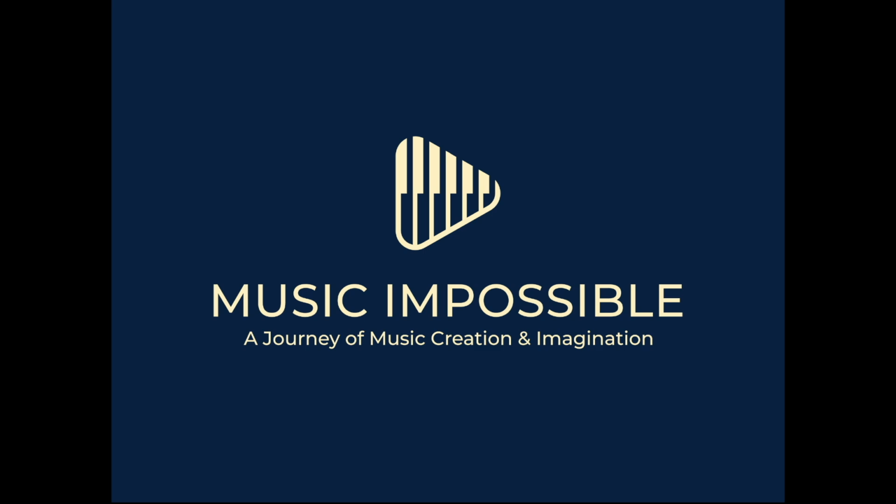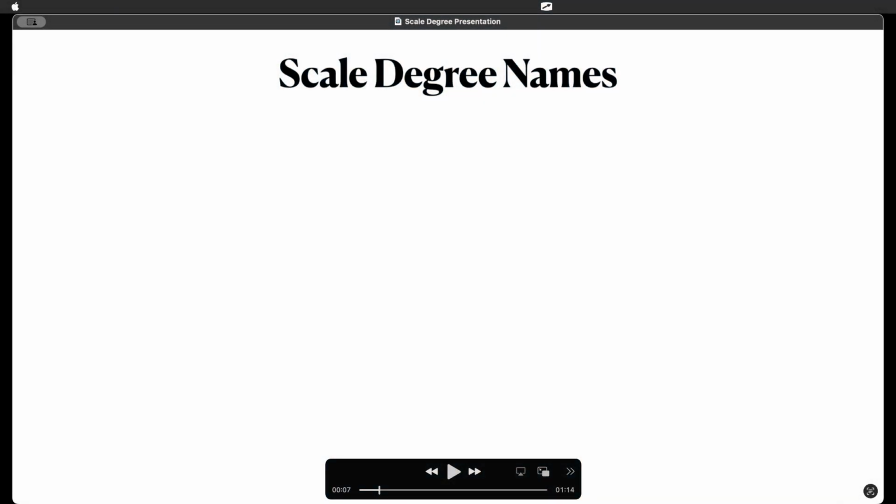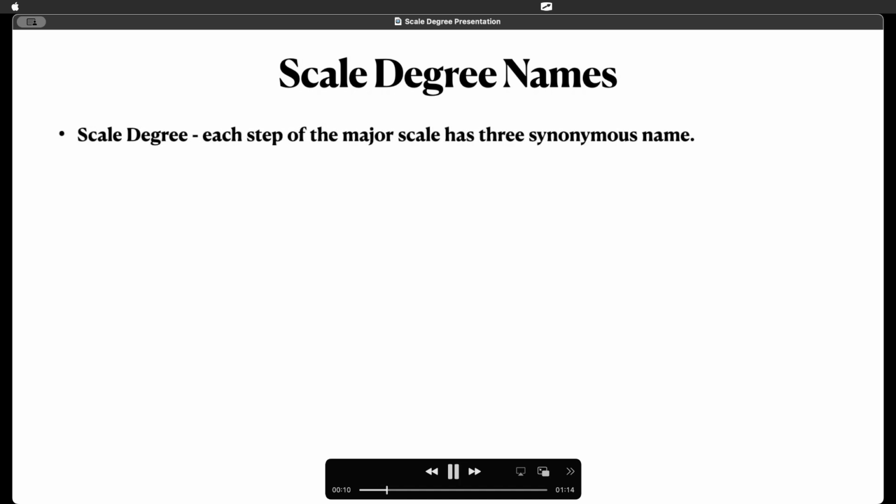And we're going to continue down the path of scales and scale degrees. So let's take a look at our scale degree names. Now, every single note of a scale has its own unique name. So if I'm in the key of C and I have a C major scale, no sharps, no flats, each scale letter can be described three different ways. And we're going to talk about those three ways.